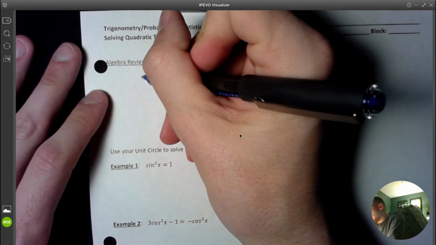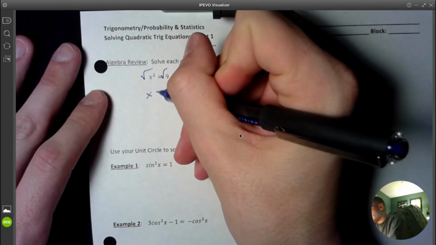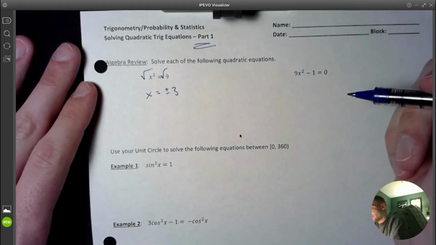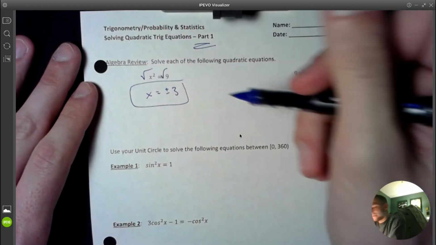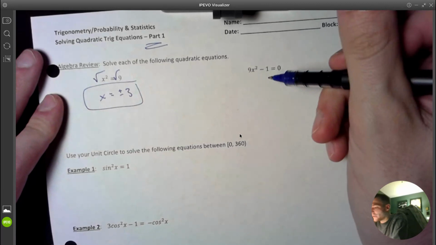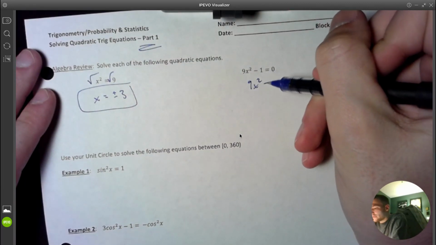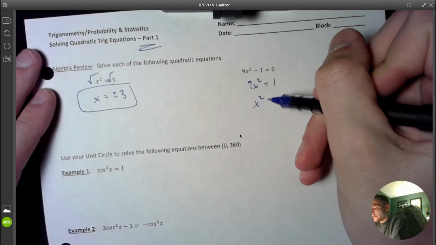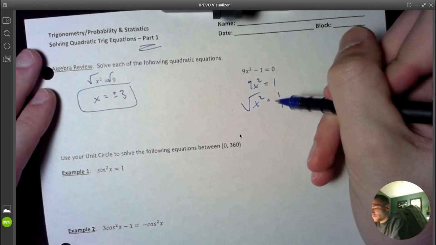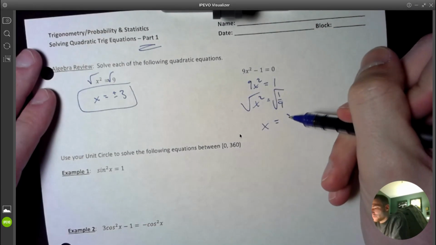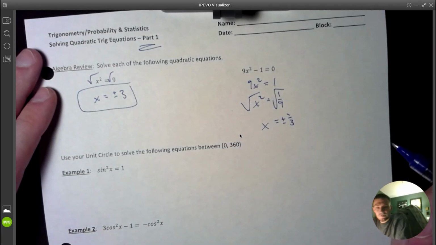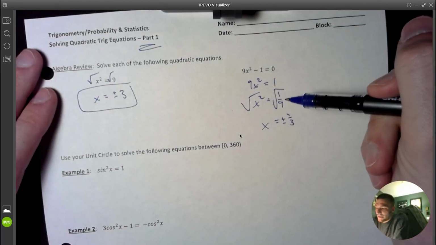Remember when we did this, and we did a square root of both sides, x equals plus or minus 3? Remember, if you have x squared, you should get two answers. Here we would want to maybe add this to the other side. 9x squared equals 1, divide by 9, x squared equals 1 over 9, square root both sides, x equals plus or minus 1/3. You have to square root the top and the bottom.